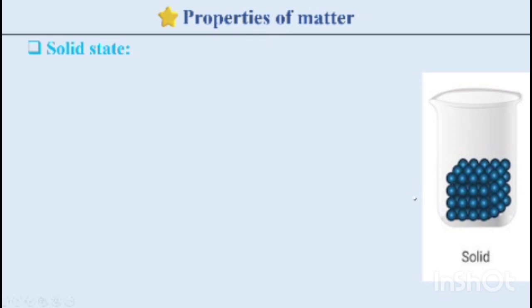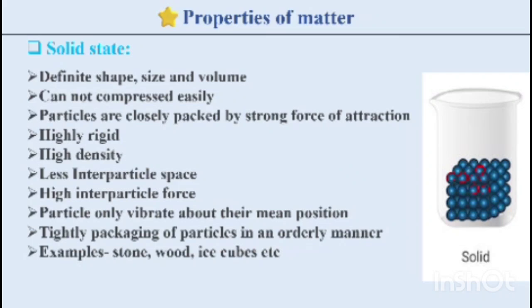First we will see the properties of the solid state. As you can see over here, it is a beaker that contains some solid things. You can see that the molecules in a solid are very closely arranged. There is no space between them. Clear? And the intermolecular force of attraction between the particles is very high. That's why they are tightly bound. No gap, no space between the particles. Here are a few characteristics of the solid state.